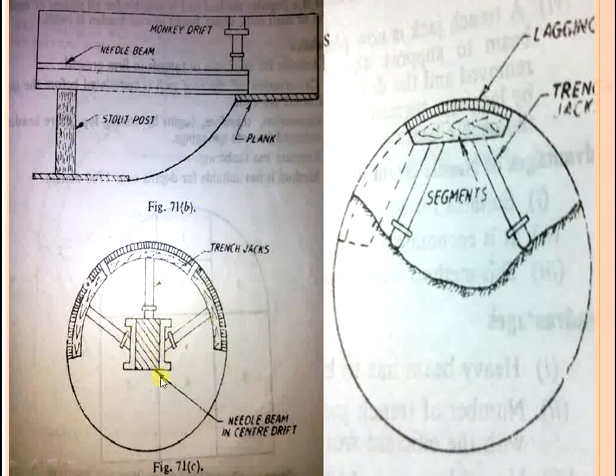Now we see the next image, figure 7.1 B. Here is the needle beam method with the center drift supported by trench jacks, and also supported with wooden sections. Masonry is then built in the needle beam method. It is a very simple method compared to the other methods.